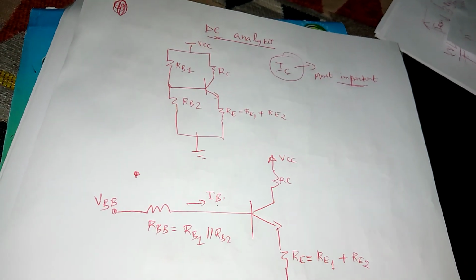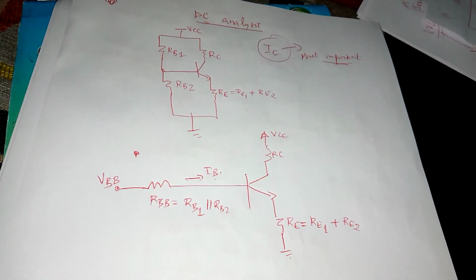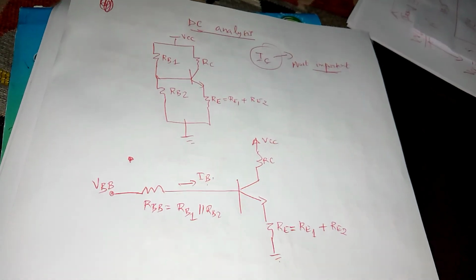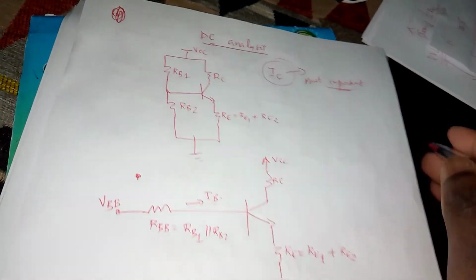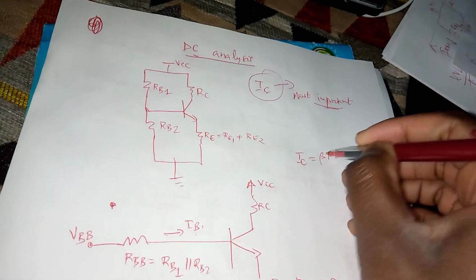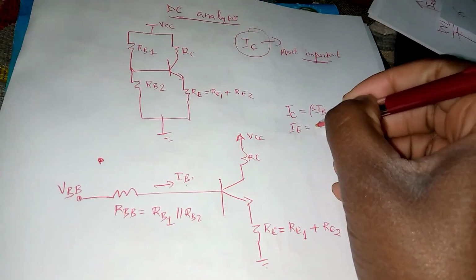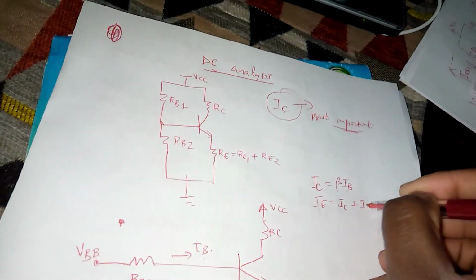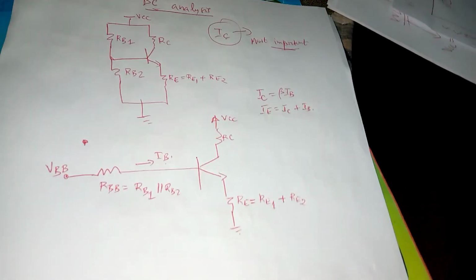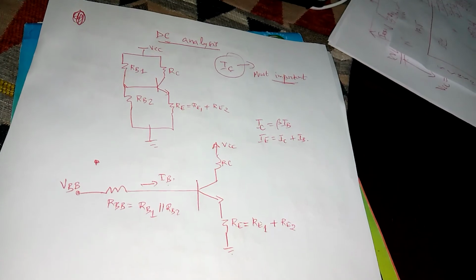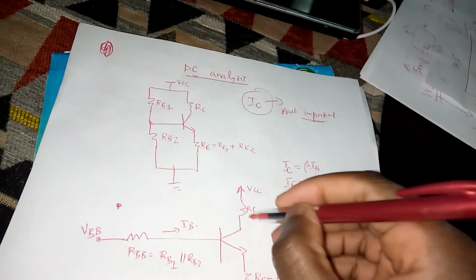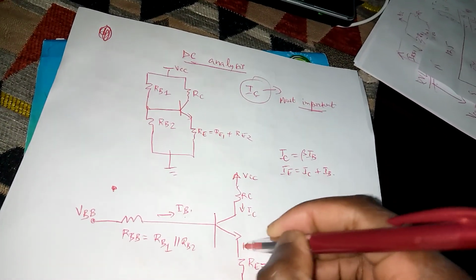I showed you the other alternative, which results in 3 simultaneous equations that you solve with the objective of getting IB. Why is IB important? Because once you've got IB, IC is just beta times IB, and then you can work out IE as IC plus IB, and you can get most of the voltages, and your DC analysis becomes easier. So IC is still flowing there, and IE is flowing here.